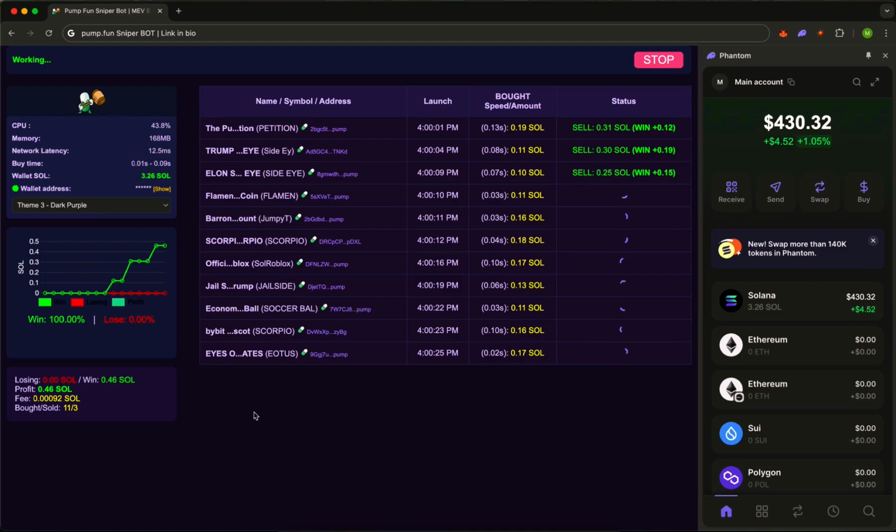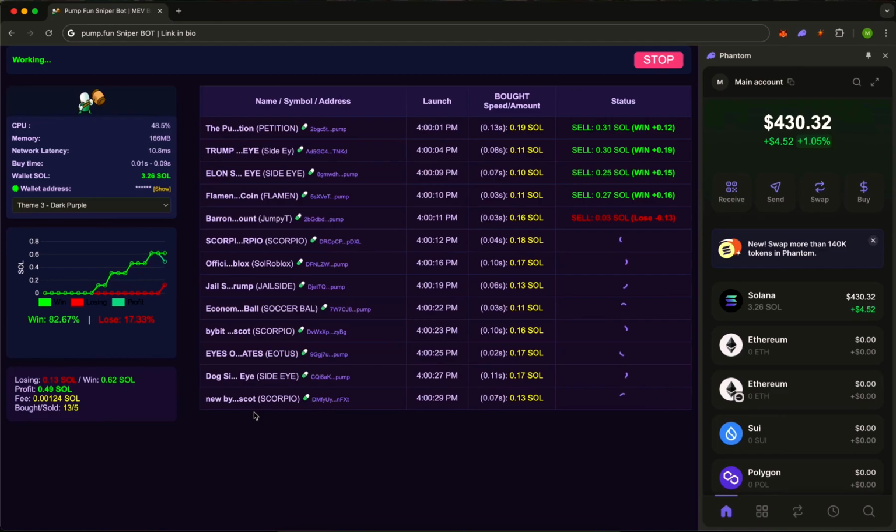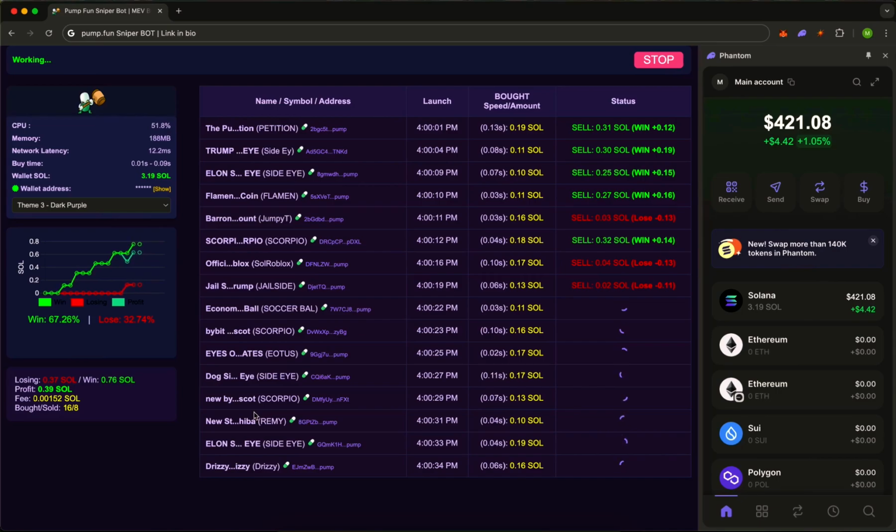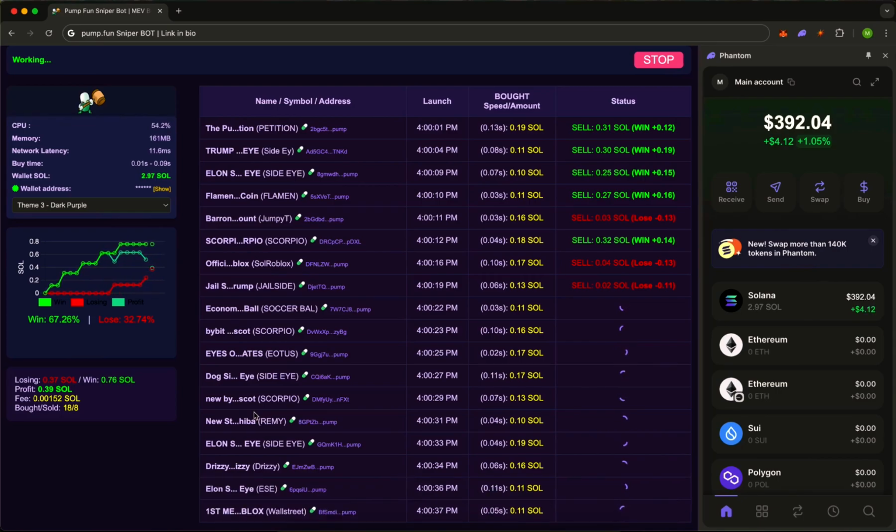From there, automatic monitoring kicks in. Price rises by 25%, profit is taken. Another 25%, more profit secured. If the price drops, the stop loss triggers without you lifting a finger.